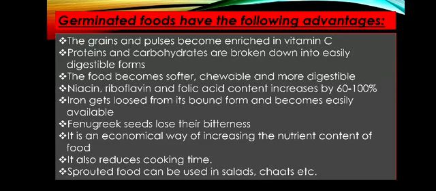It is an economical way of increasing the nutrient content of food. In spite of normal pulses, if we are using sprouted pulses, it naturally gives all the nutrients as we discussed earlier. Vitamin C, niacin, riboflavin, folic acid, and proteins become easily available. All these nutrient availabilities can be increased, and it is an economical and easy way. It also reduces the cooking time, and especially in the case of sprouted green gram, we can use this directly in salads and chaats.